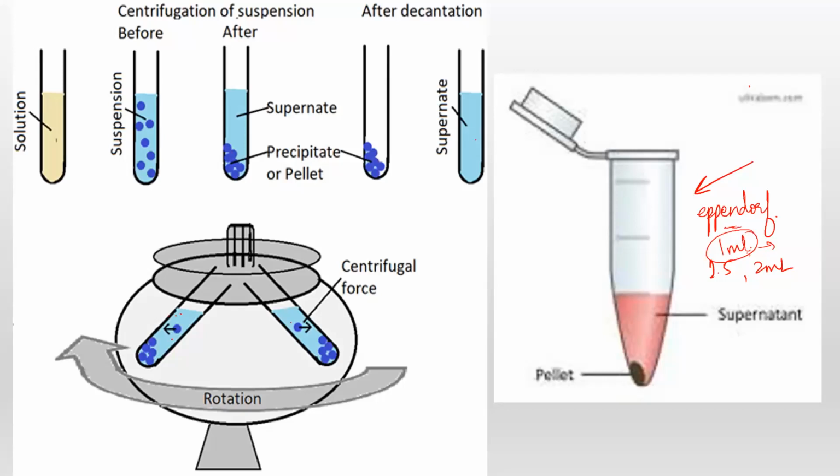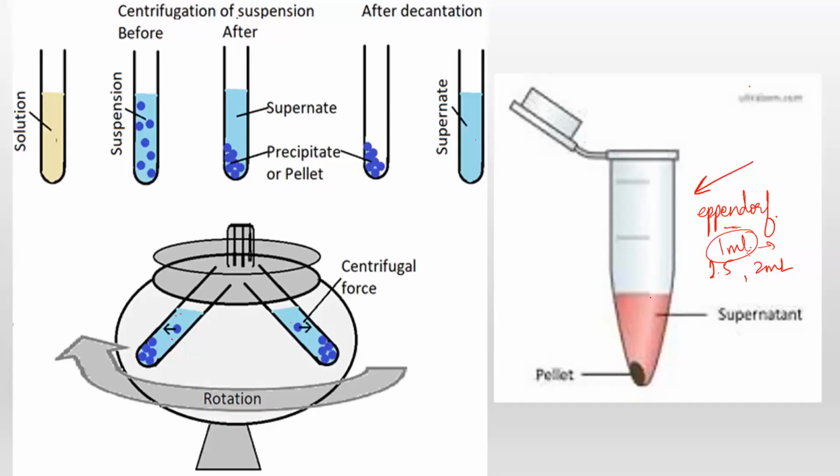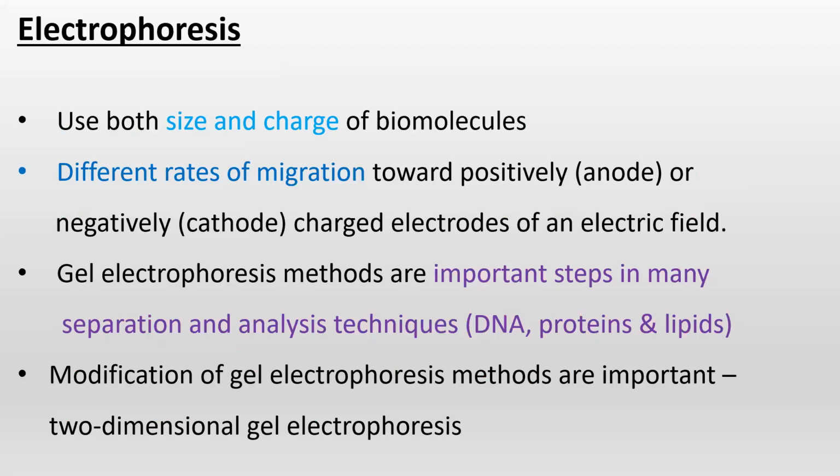We will see a video where you will see this. How does this equipment look and how does it work? That'll give you a clear idea then. So based on the differences in weight, you can separate the biomolecules. The heavy material will settle down as a pellet and the lighter material remains in the supernatant. This is one approach when you are separating the biomolecule of your interest from the other contaminants or from the other components of the cell.